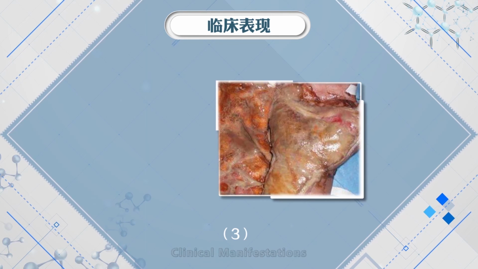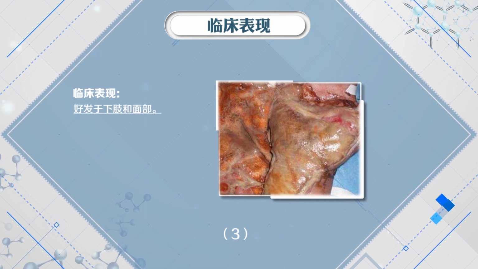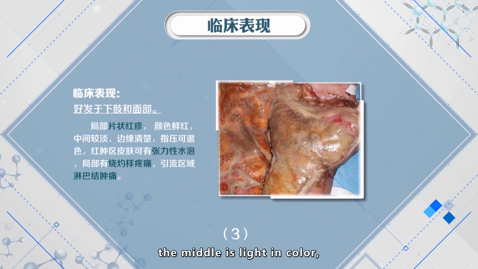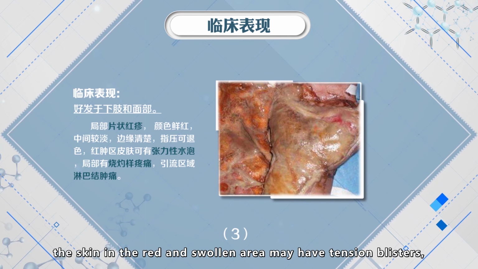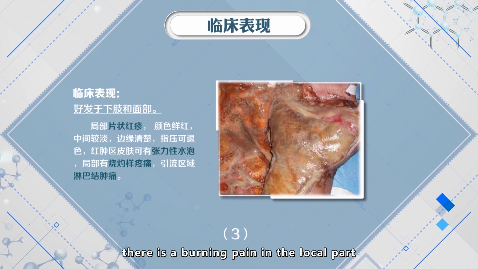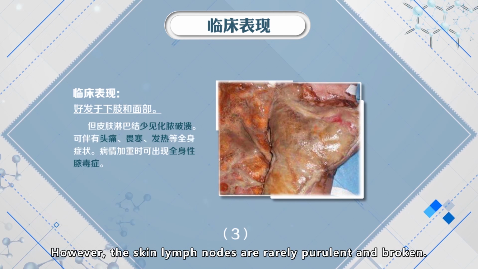Clinical manifestations. It is commonly seen in lower limbs and face. The local part presents flaky reddish and bright red, and the middle is light in color. Skin in the red and swollen area may have tension blisters. There is a burning pain in the local part, and the lymph nodes are swollen and painful in the drainage area. However, the skin lymph nodes are rarely purulent and broken.